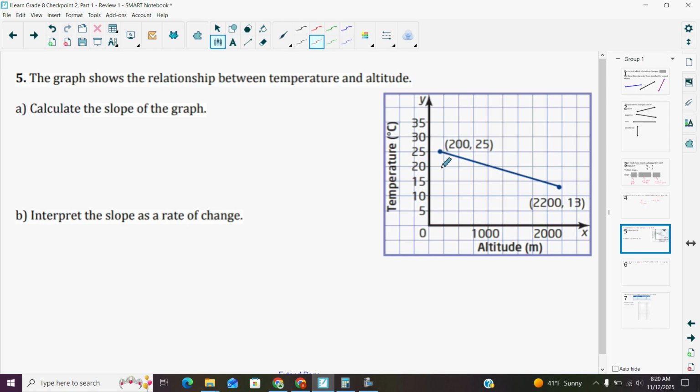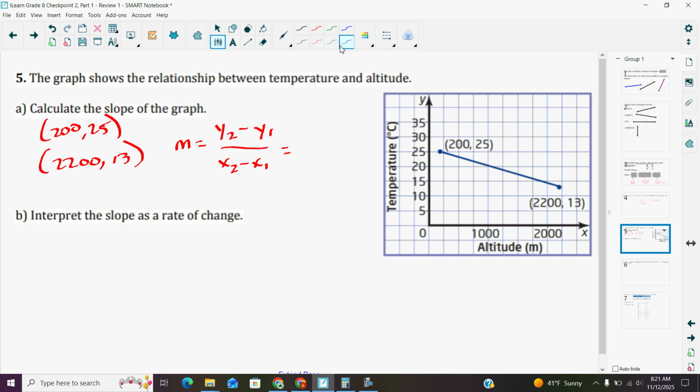Usually when we're given a graph, we count rise over run. The problem is this point's not right on this corner, and that's nowhere close to a corner. We can't really count squares. That's tough to do here. Let's use the 2 points, 200, 25 and 2200, 13. And let's use that formula because we know 2 points. We're going to use y2 minus y1 over x2 minus x1. I'm going to label my points. This is the x value of the first point and the y value of the first point. This is the x value of point 2 and the y value of point 2.